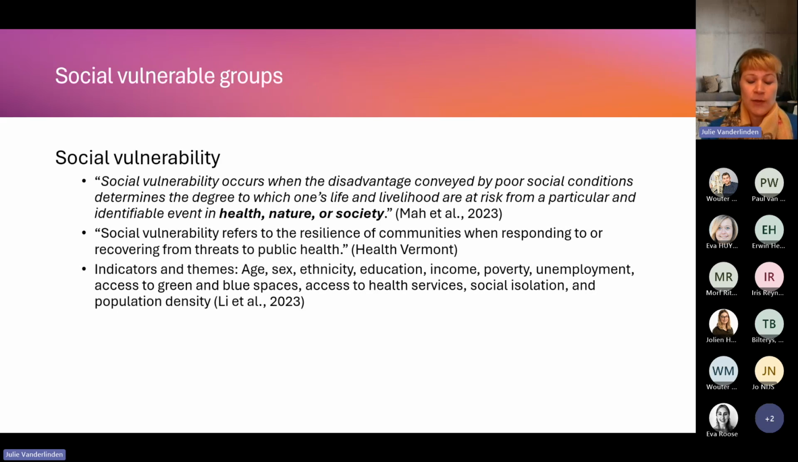According to literature and to definitions that have already been published, there are different indicators and themes that might make you more vulnerable when compared with other individuals. This list is certainly not exhaustive, but examples could be socio-economic status indicators such as age, sex or ethnicity, your education level, the income level, whether you are living in poverty, and whether you have employment or not.